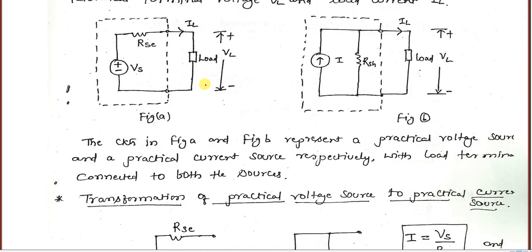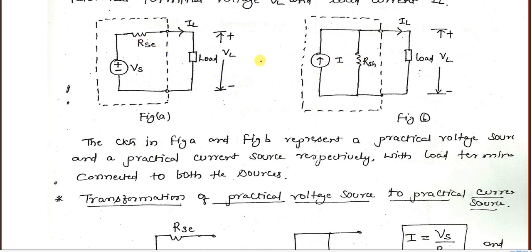Now this is the source transformation. This is a representation of a practical voltage source. Practical voltage sources always have an internal series resistance, and this is a load. And here, this dotted portion is a practical current source with internal shunt resistance. SH means shunt, and SE means series resistance. Shunt means parallel. For current sources, a parallel resistance will always be there. For voltage sources, a series resistance will always be there.